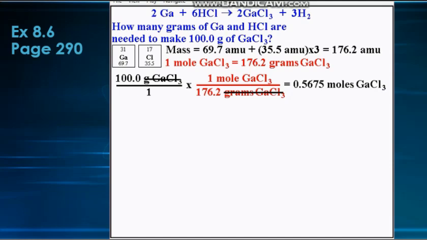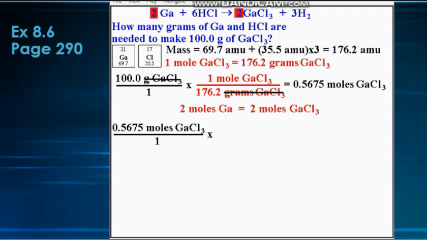Alright, so now that I have moles of GaCl3, I can finally look at the chemical equation. The chemical equation relates moles of one substance to moles of another. So there's a 2 in front of GaCl3. That means 2 moles of GaCl3. I want to solve for Ga first, and the number in front of Ga is 2. That means 2 moles of Ga. So that's our first relationship: 2 moles of Ga equal 2 moles of GaCl3, 1 to 1. This allows me to convert from moles of GaCl3 to moles of Ga.